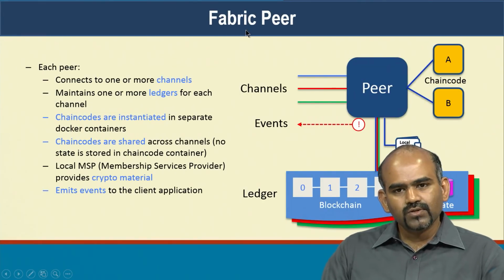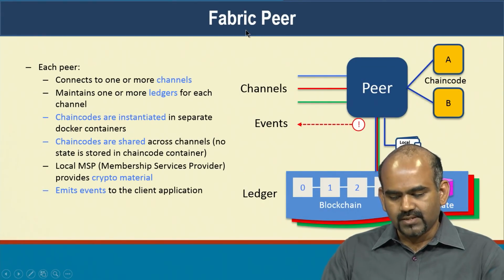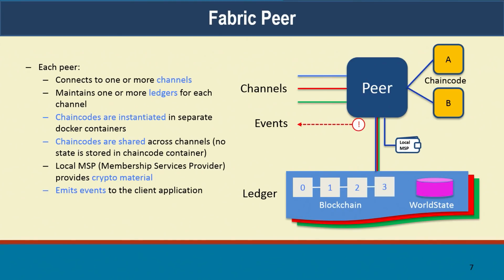So just a closer look at what the peer itself does. Like I mentioned, each peer can connect to one or more channels. These channels are completely disjoint from each other. They're private, so one channel's information is not mixed with another. In this case, there are three different channels: a blue, a red, and a green. So there are three different channels that this particular peer connects to.